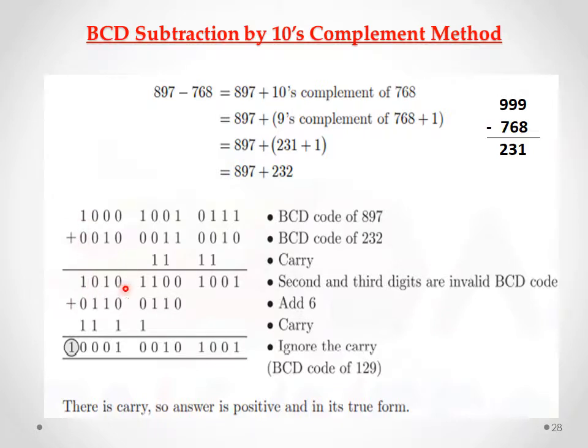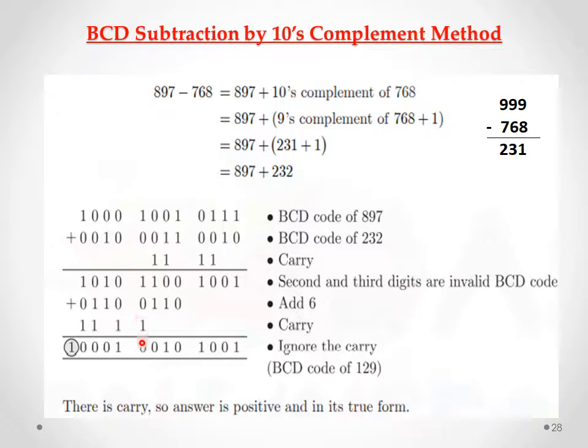Now this is 10 and this is 12. These two are invalid combinations. So we are adding 6 to these combinations. So we are writing 1001 as it is. Then we are starting the addition from this point. So 0 plus 0 is 0, 0 plus 1 is 1, 1 plus 1 is 0. Then carry is added with this point.